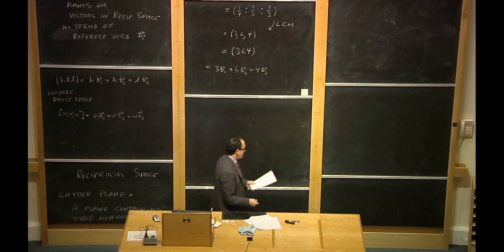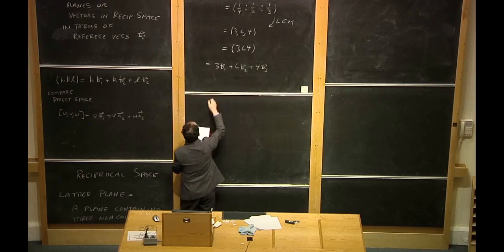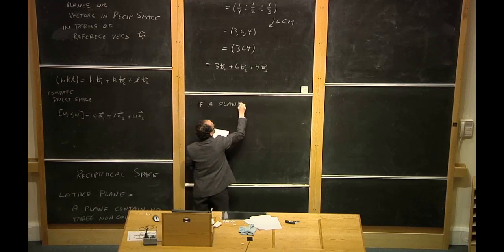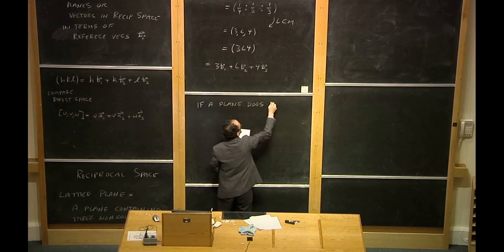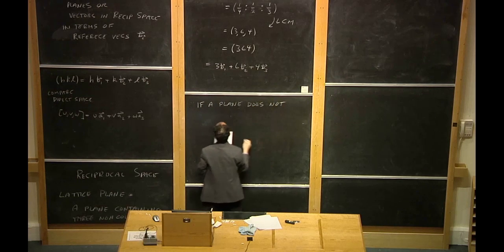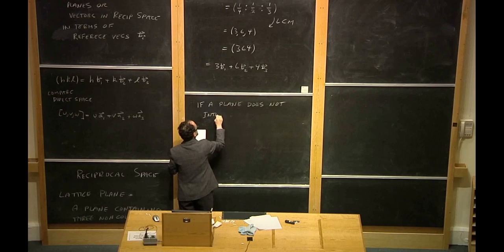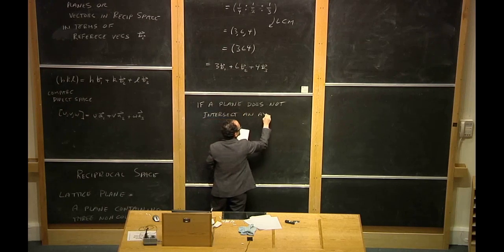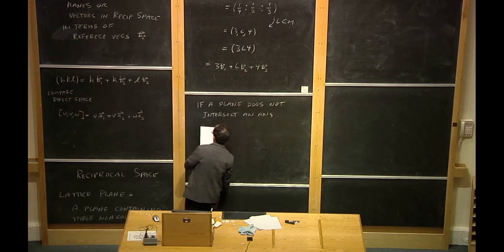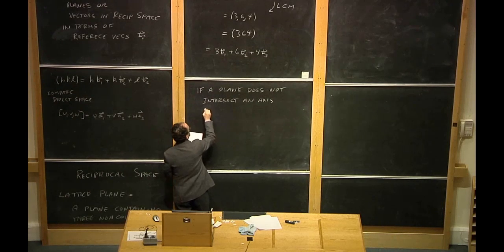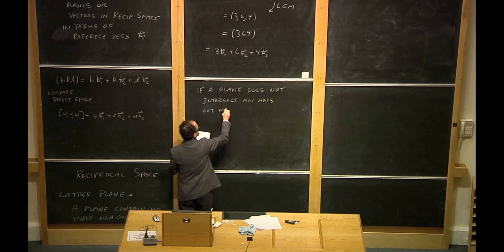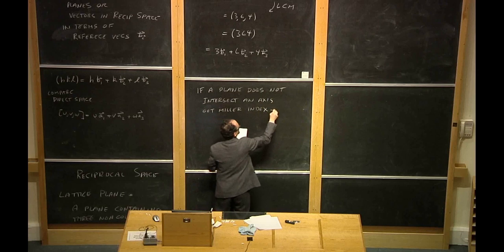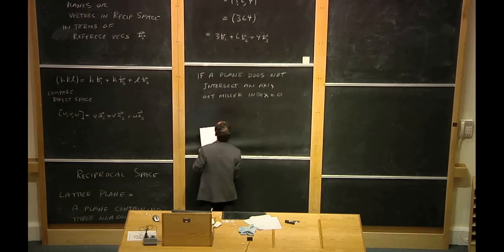There's some cases which are a little more complicated. If a plane does not intersect an axis, then you get a Miller index equal to 0. Let's see if we can explain why that is.